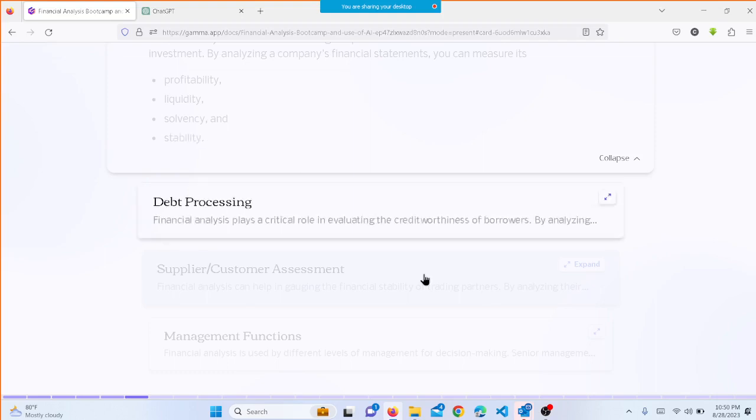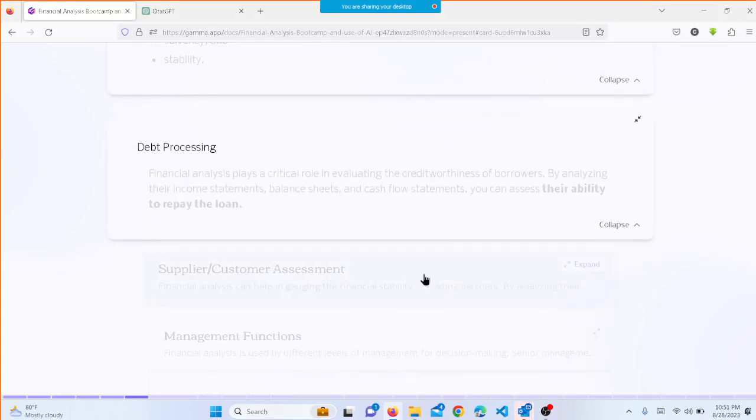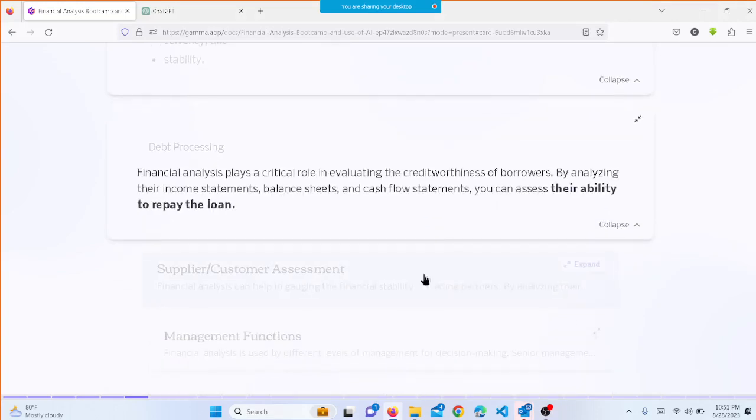Then the second part is debt processing. Debt processing can be done via banks, lenders, or any other person who is giving a debt to the company. It could be a financial institution giving a loan to a company. It could be a bank. It could be an NBFC, a non-banking financial institution. It could be a consortium of investments. It could be a mutual fund company giving a debt, or any other entity that is giving money to the company for use.